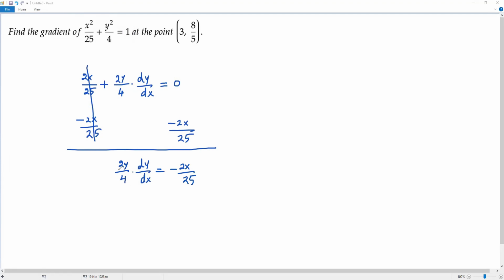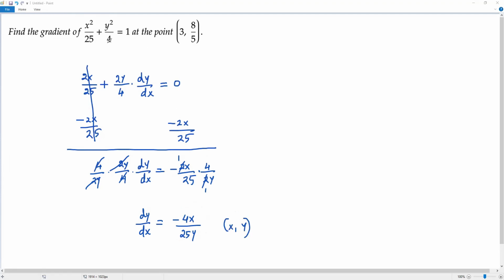Now let's multiply both sides of the equation by the reciprocal of this fraction, that is 4 over 2y. So the same here, 4 over 2y. Here this 4 will cancel, 2y will cancel out. 2 goes into 2 1 times and 2 goes into 2 1 times. We get dy over dx on the left side. On the right side, we have negative 1x, that is negative x. Negative x times 4 is negative 4x. In the denominator, 25 times y is 25y. Here I got dy over dx. So this is the slope or gradient of the given curve at any point (x, y).